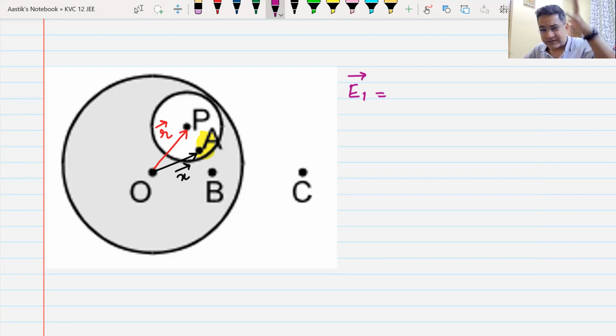What is the electric field created by this entire sphere without the hole at point A? It will be rho x vector by 3 epsilon naught. Yes or no? Yes, sir.